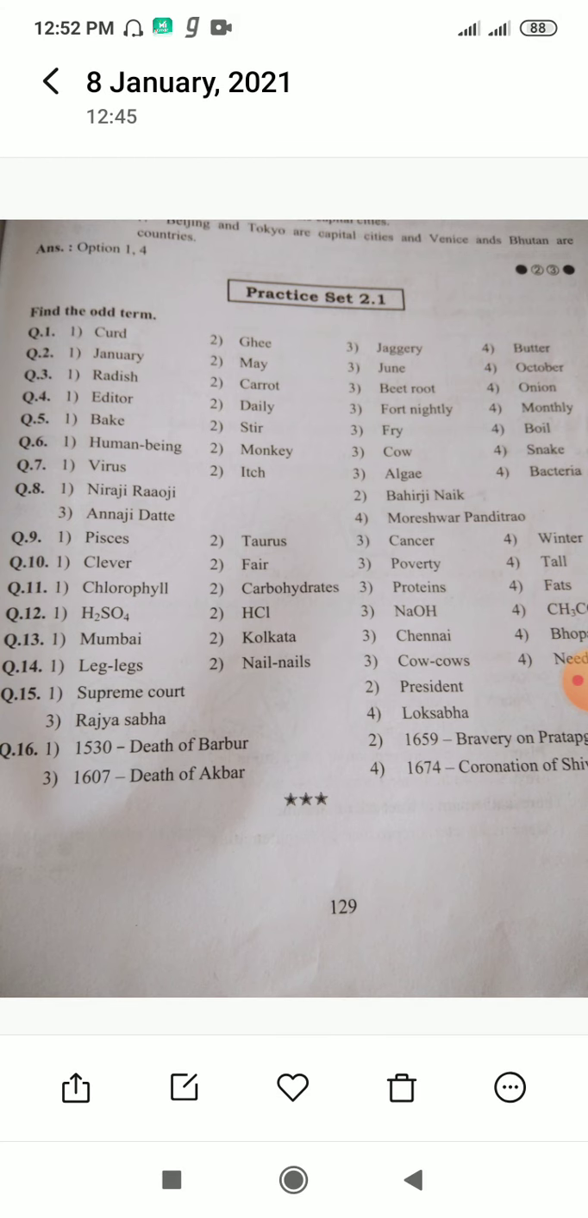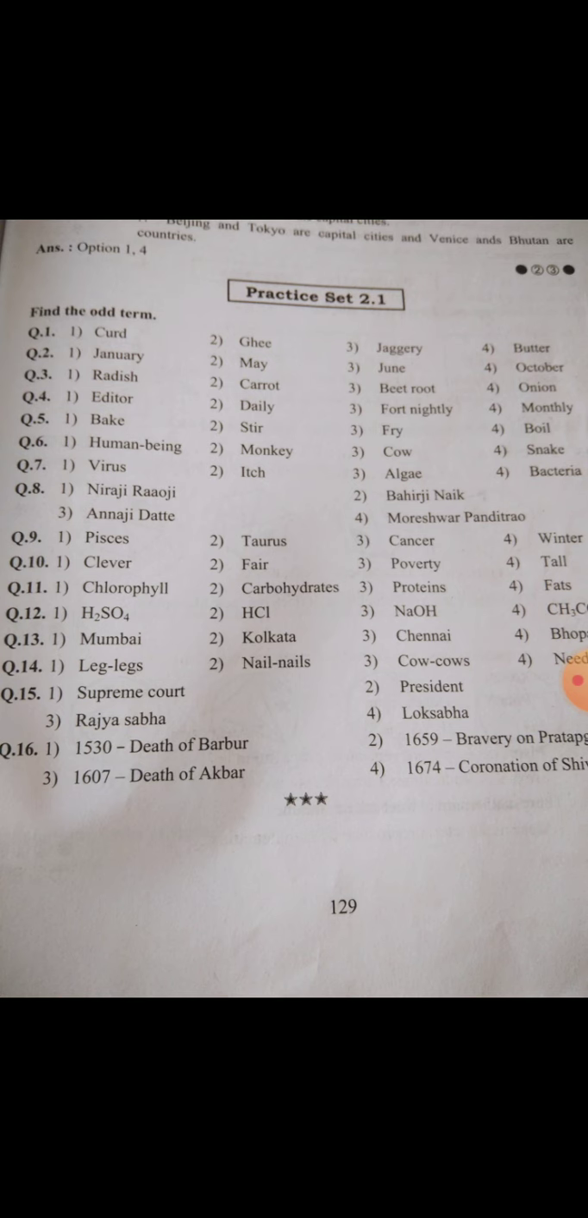Then question number 2: January, May, June and October. From these, January, May and October have 31 days in their month, but June has 30 days. So the option is the third.